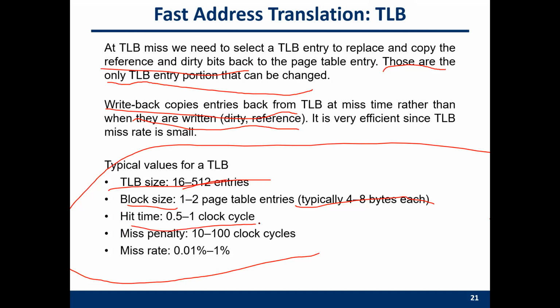Hit time is very fast, only maybe 1 cycle or 0.5 cycle. So with such small hit latency, you cannot have a very large TLB. Why this? We explained this in the cache slides. It's impossible for a very large cache to do such a fast lookup. And this is the miss penalty, and this is the miss rate. You can see the miss rate is very low. This is for normal applications.